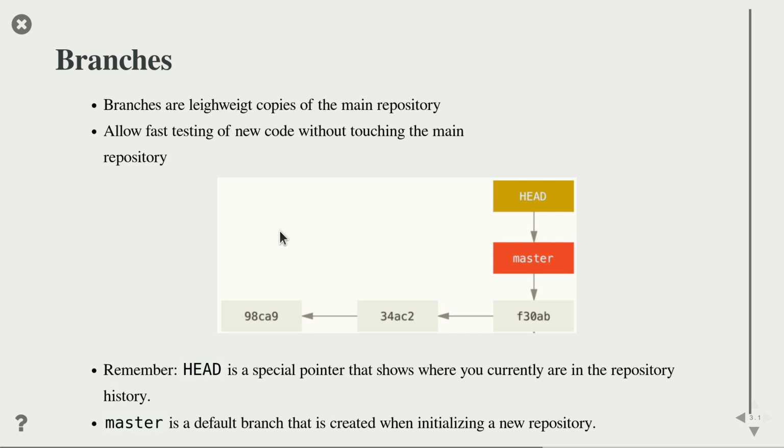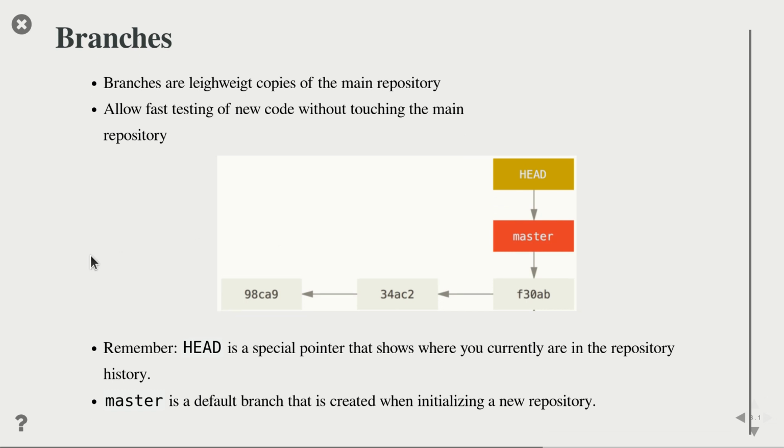So really what's going on is that head points to master, the master branch, and this pointer master points to the commit that is represented. And so when you create a Git repository, there's always going to be a master branch. That's the default branch that you're working on.